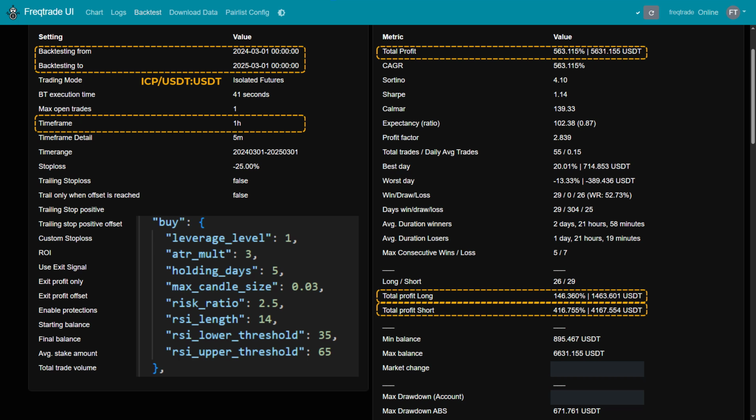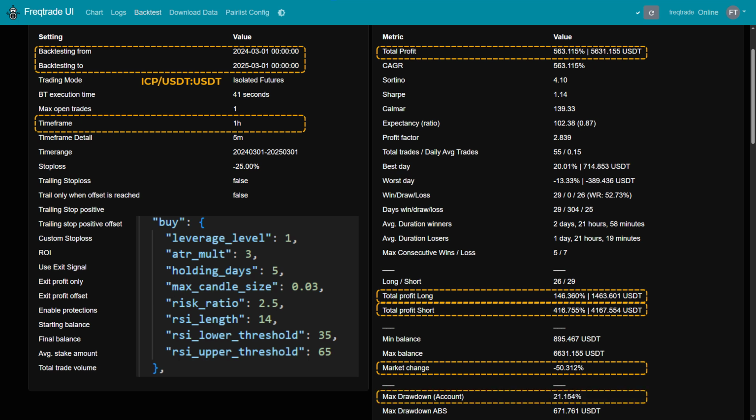Short positions, 416% total profit. During the same time frame, the broader market declined by 50%, highlighting the strategy's ability to generate substantial returns, even in unfavorable conditions. The maximum drawdown was 21%, indicating that while some pullbacks occurred, the overall profitability remained strong and well controlled.